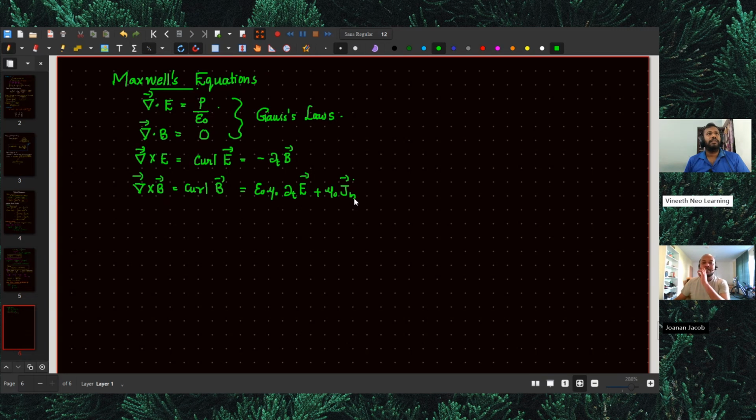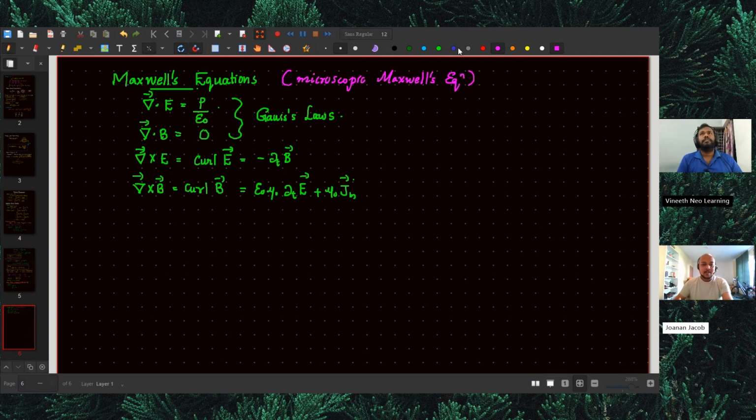I remember del cross H, because when you divide by mu0, there is actually a specific name given to these. These are the microscopic Maxwell equations, because these usually give them without what we can say.